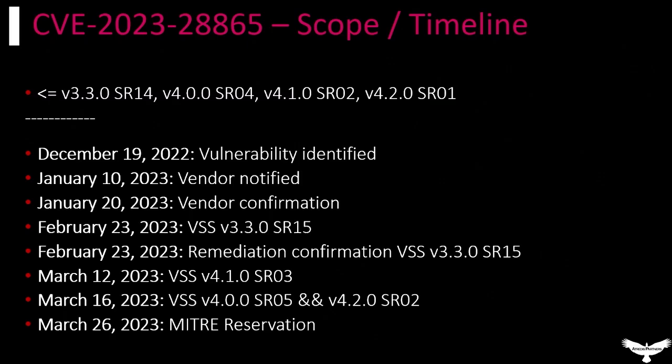Returning to the impacts, we're starting to see a little bit of a trend here. After the previous patch release, this attack surface now impacts all prior versions of 3.3.0, 4.0, 4.1, and 4.2, again, representing the entire software release of Dynamic Security. The vulnerability was identified in December of 2022, and then confirmed remediated in February as part of Service Release 15.